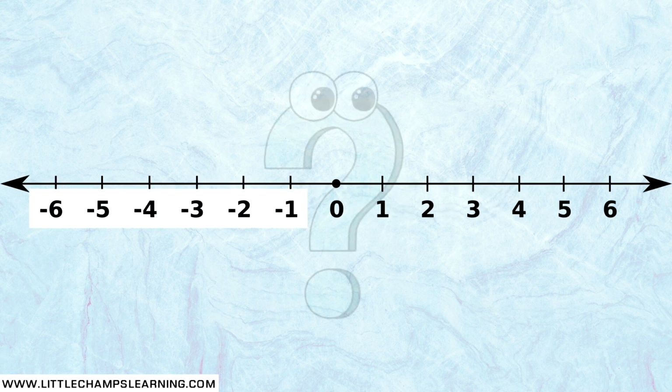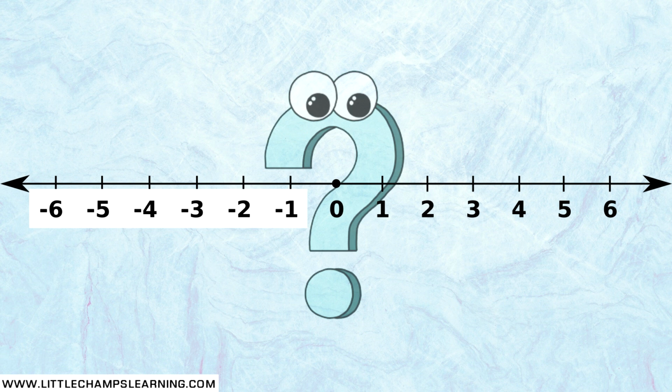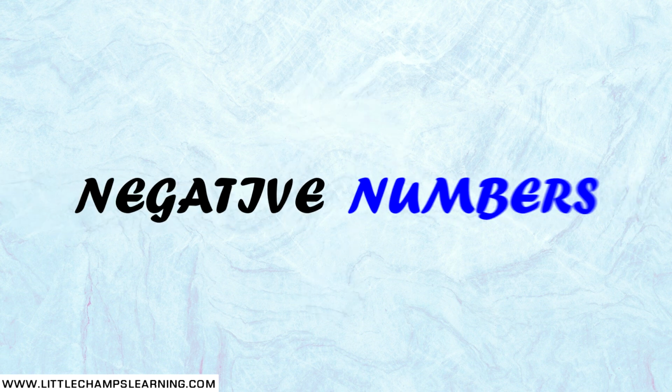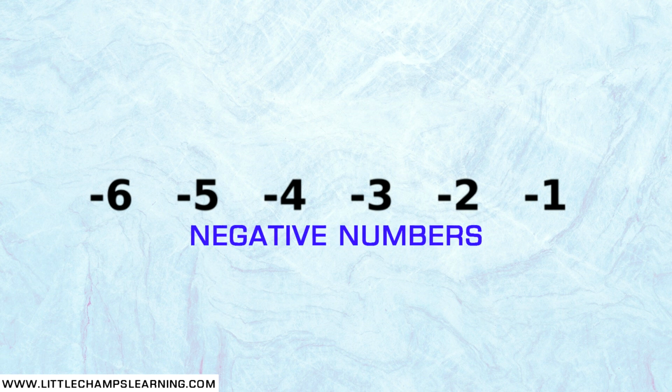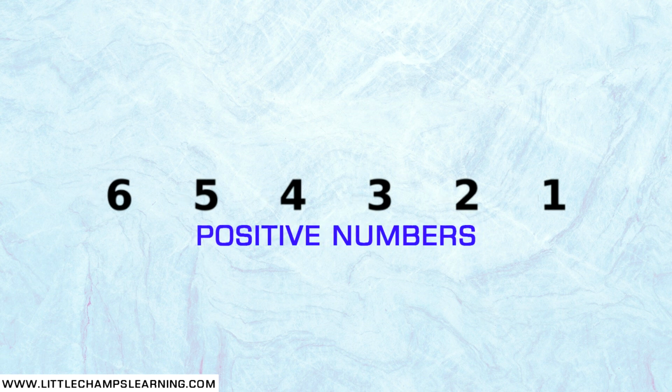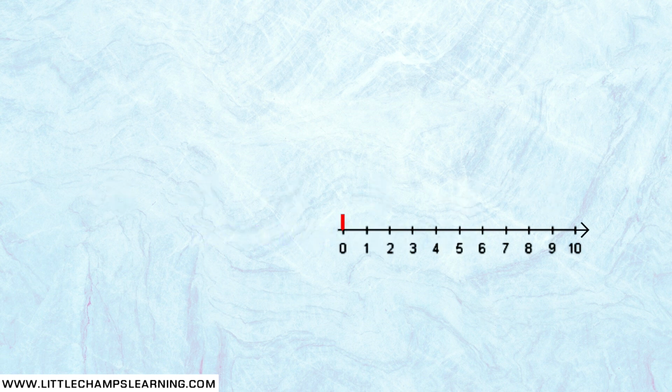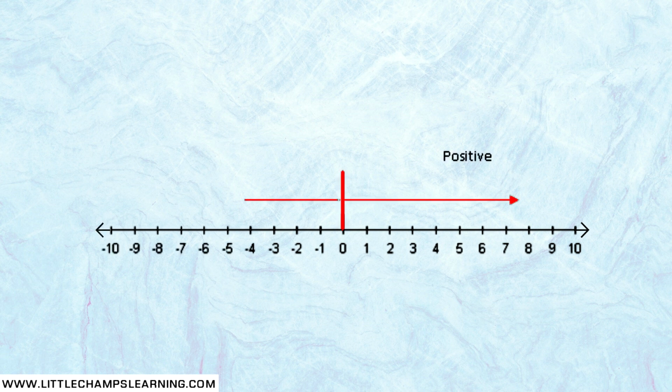And what numbers are on that part of the number line? Yes, you nailed it, correct. Those numbers are called negative numbers. The negative numbers are just like a mirror image of the positive numbers on the right side of the number line. And 0 is the special number that separates the negative numbers from the positive numbers.